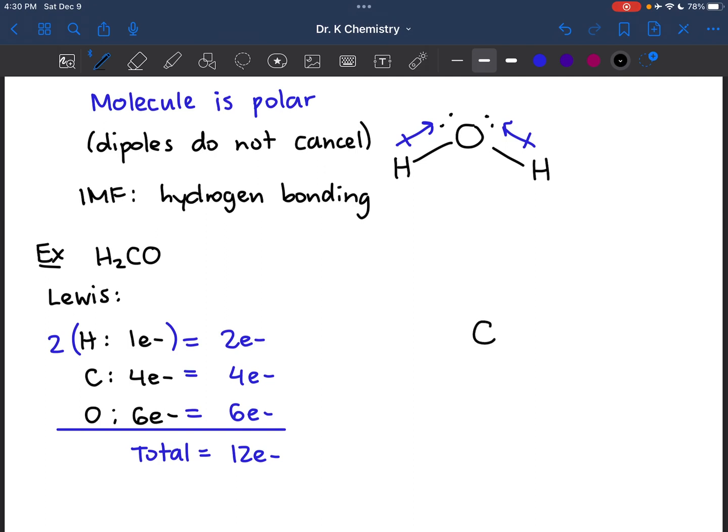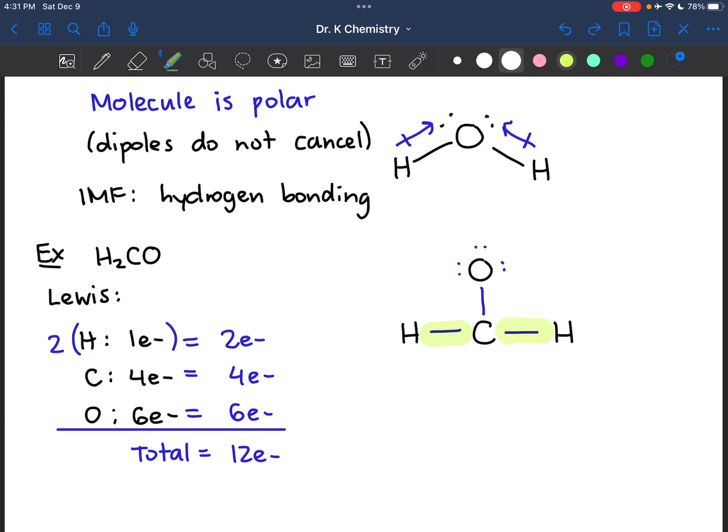And since carbon wants the most bonds, I'm going to put carbon in the middle, and then I'm going to connect everything else to carbon. I'm going to start by drawing single bonds between all of them, and then I can distribute the remaining electrons around the outer atoms and check if everybody has an octet. This used up 6 valence electrons, so this would be 8, 10, and 12. Now notice I distributed all of the electrons.